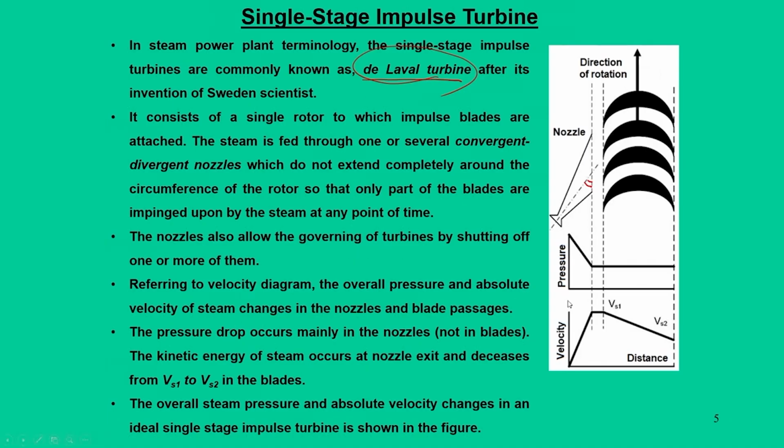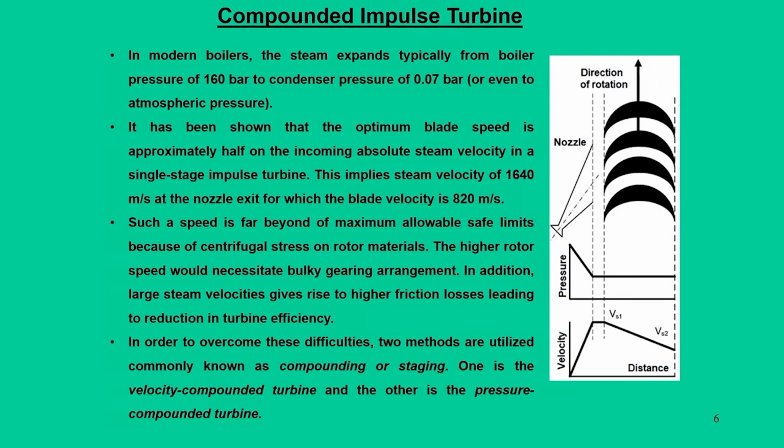If you see this diagram, we have shown that the overall pressure and velocity of the steam change in the nozzles and the blade passages. The pressure drop mainly occurs in the nozzles. The kinetic energy of the steam is highest at the nozzle exit, and the velocity decreases from Vs1 to Vs2 in the blades. The overall steam pressure and absolute velocity changes are shown in this figure. So, this is about the single stage impulse turbines. Now, we will move on to the next concept.